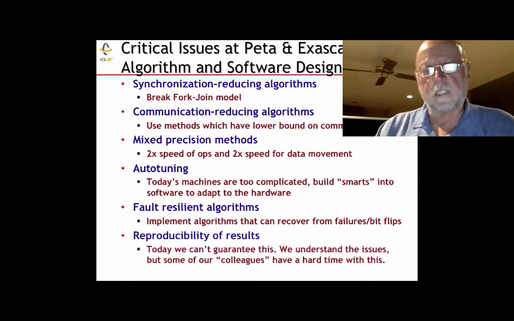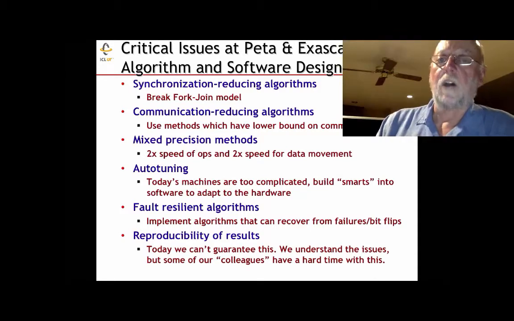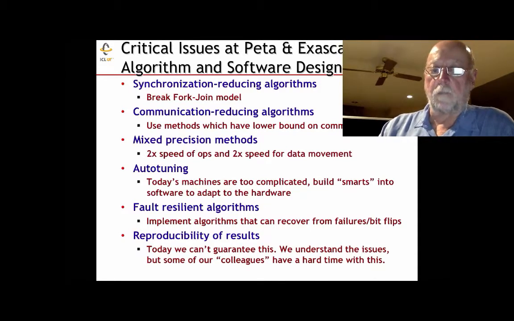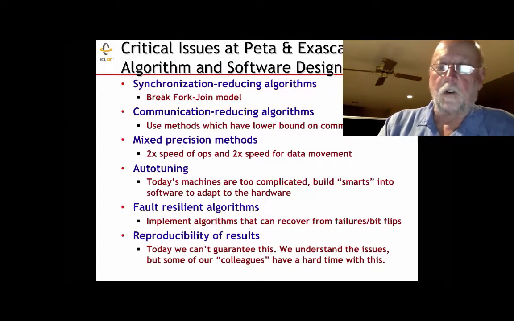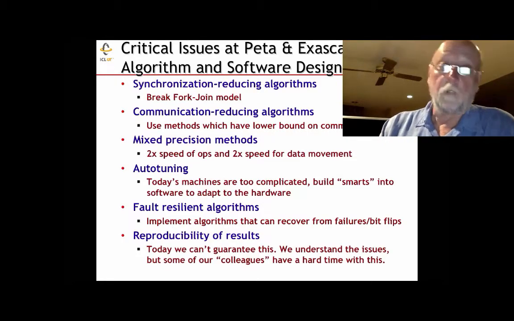And the final thing I'll just mention, reproducibility of results. I can't guarantee how those reduction operations are going to occur on a parallel computer. And as a result, we may get things occurring in different orders that may lead to different round-off error, and that will lead to perhaps different results.